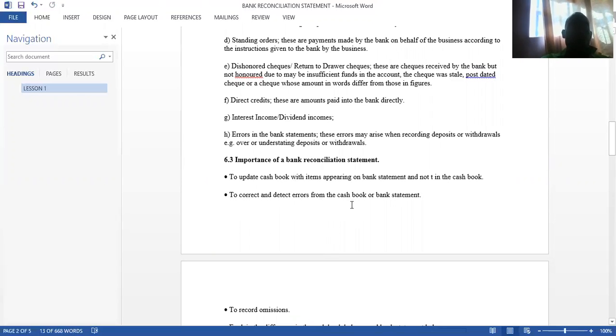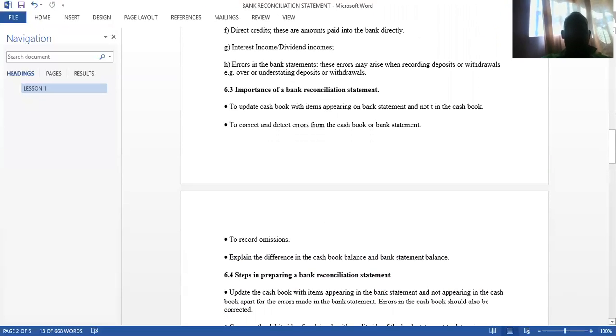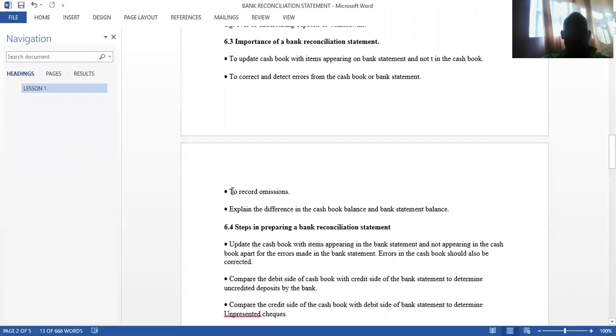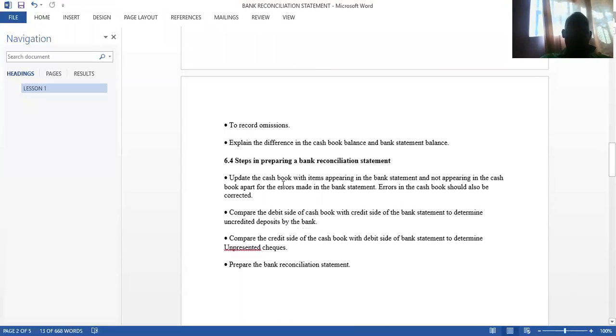Number two is to correct and detect errors. The moment you get the statement from the bank and you realize it does not have the same balance as what you have in the cash book, then there is likely a case of errors. Therefore, you can find how those errors occurred. We also have to record omissions, those items that are missing in either case, and to explain the difference between the cash book balance and the bank statement balance. Once you have known that, we can go to the steps in preparing the bank reconciliation statements.